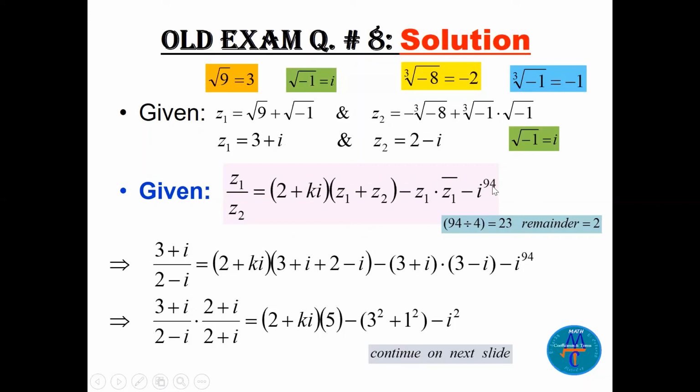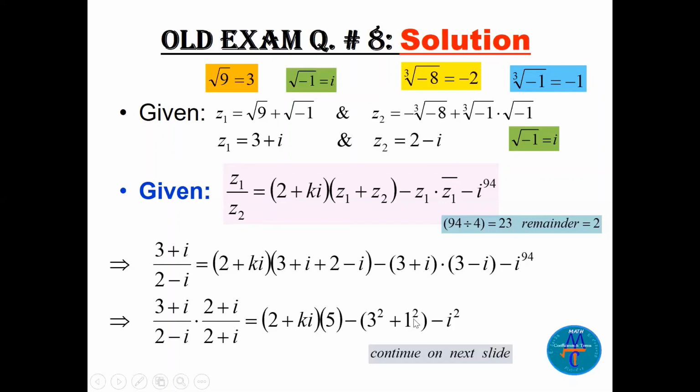Oh, 94. Divide 94 by 4, the remainder is 2. So i to the power 94 becomes i squared. Now put z1, 3 plus i over 2 minus i is equal to this. Multiply here by the conjugate on the left, 2 plus i, 2 plus i, because you have to simplify the left side. You have to simplify the right side. Here there is the conjugate, 3 squared plus 1 squared.